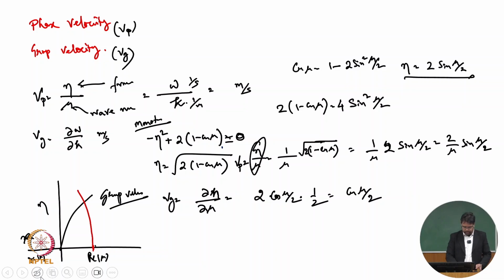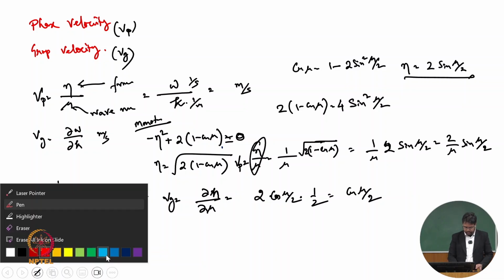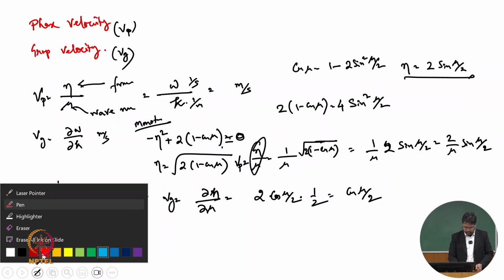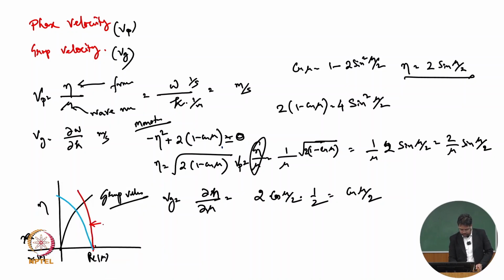And the group velocity is starting from 0. That one is my phase, this is group, and this is my dispersion. Okay, important point.